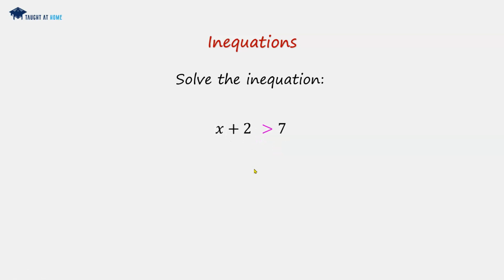Now we can subtract 2 from both sides, as plus 2 and minus 2 cancel, leaving x is greater than 7 minus 2, x is greater than 5. So we solve these just like normal equations, but in the next video we'll be looking at the case where we have to either multiply or divide by a negative number.